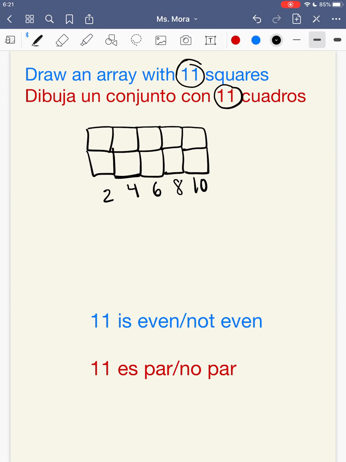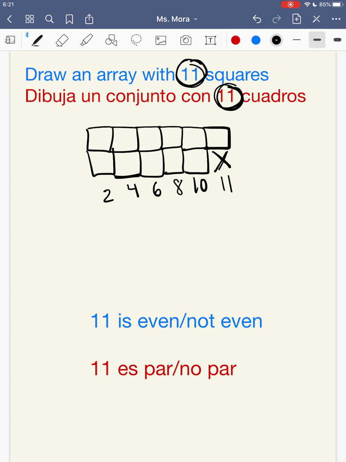And I want to draw 11 squares. Yo quiero dibujar 11. So I'm going to draw another one up top. And that's it. I'm not going to draw one down below, okay? Because I just want 11 squares. And right now I have 11 squares, okay? So, no voy a dibujar otro acá abajo porque solo quería 11 cuadros, okay?